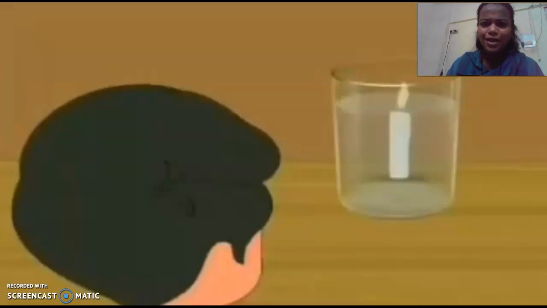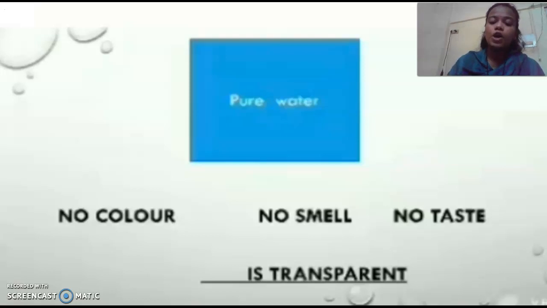There are many things which are transparent, like water, then glass, and think of more examples. So here we understand that water is transparent too. It means pure water has no color, no smell, no taste, and it is transparent. Yes, very good. You can see the spelling on your screen.